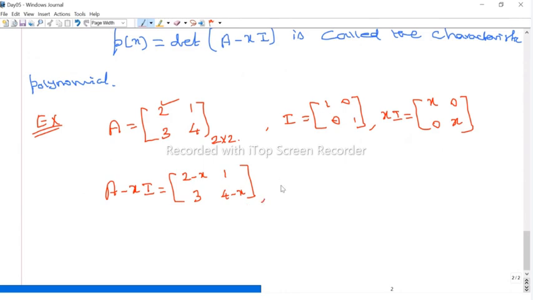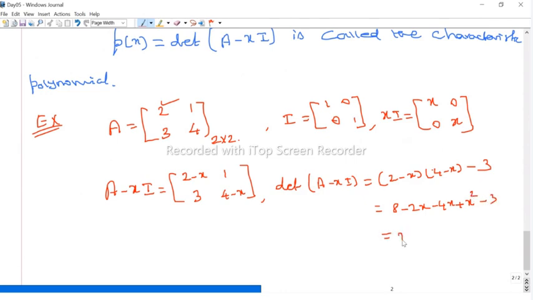Now what is the determinant of A minus xI? Just cross multiply and then subtract. So that is (2 minus x) into (4 minus x) minus 1 into 3, which is 3. Now simplify this, just the product. 2 into 4 is 8. 2 into minus x is minus 2x. And then minus x into 4 is minus 4x. x into x is x square. Then minus 3.